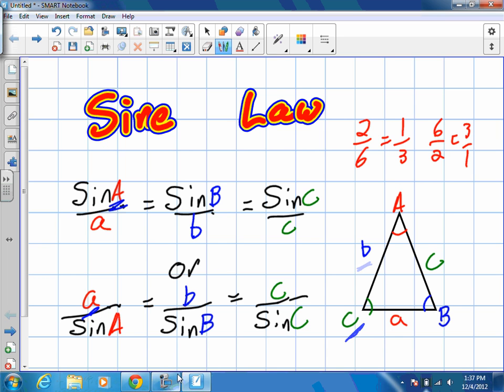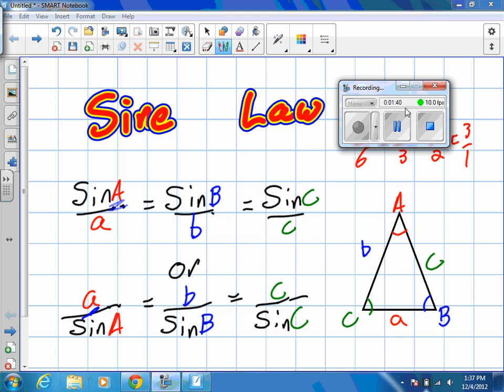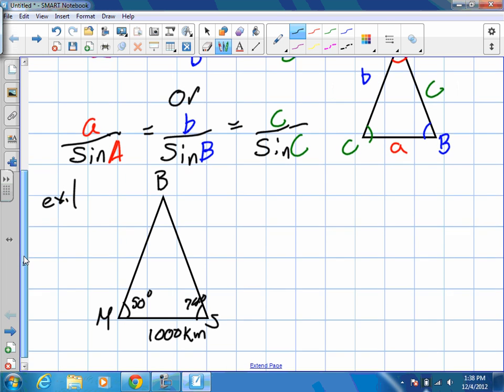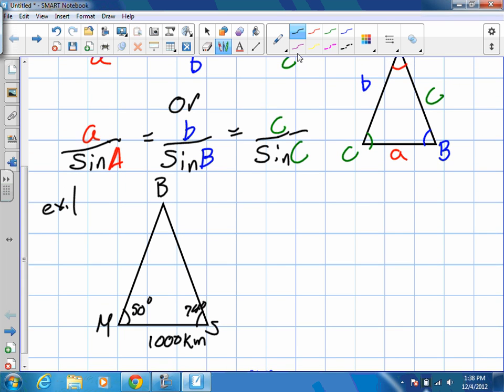So we're going to put up a question here. So, B, M, and S here. We have our triangle. And what we're going to do is we're going to solve the entire triangle. So solve the triangle, which means we have to find all the angles and the other side. Solve the triangle.